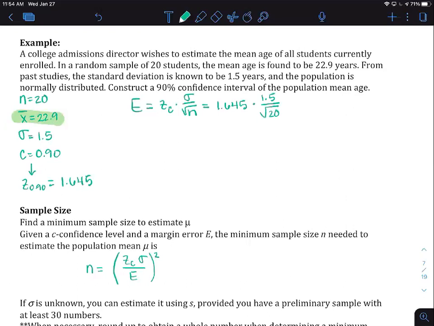So we plug that in and we round to the same as our sample mean, we get approximately 0.6. So to find our interval, we're going to take our point estimate, 22.9, minus 0.6, which is less than our mean, which is less than 22.9, plus 0.6. So if we subtract, our lower interval is 22.3, and then our upper interval is 23.5.